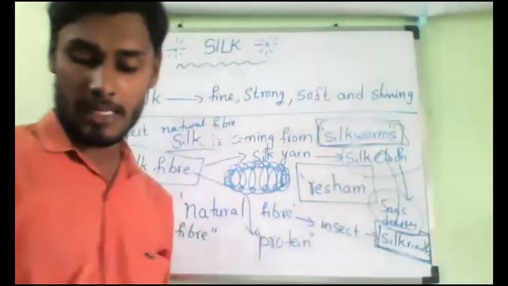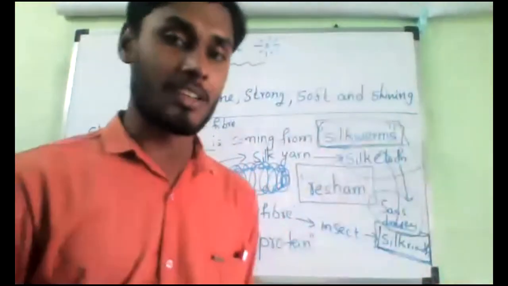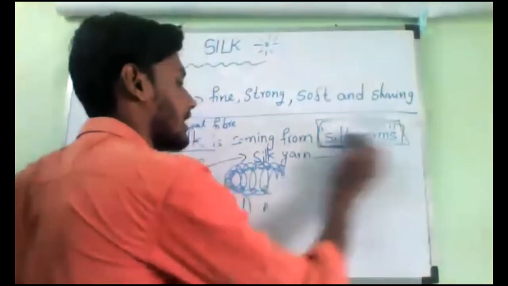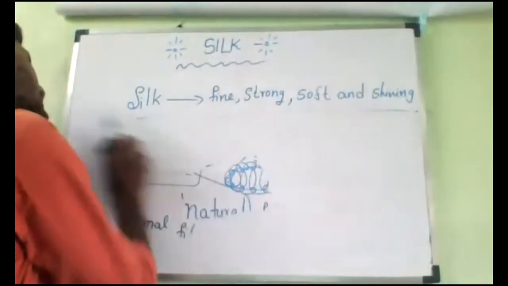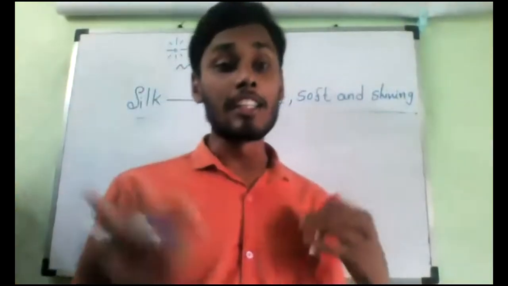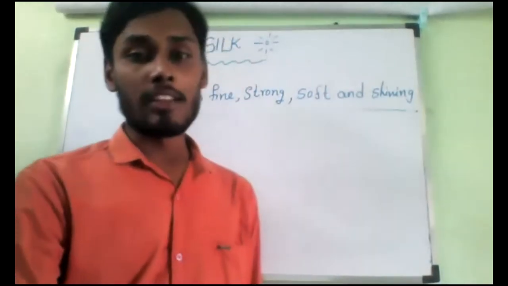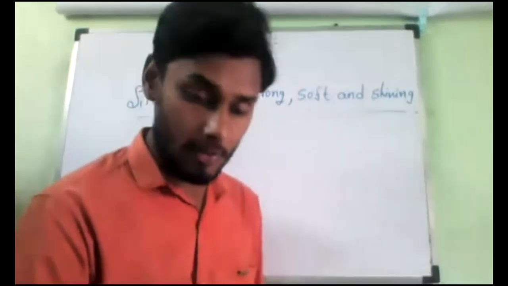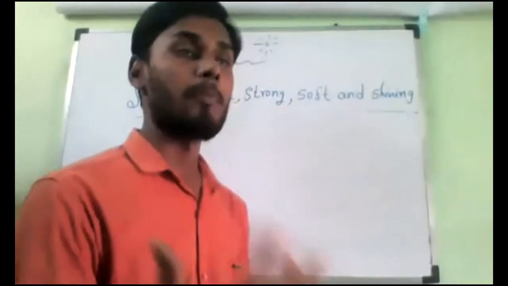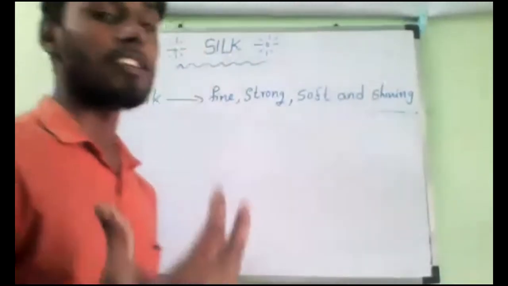So this is what silk is, where it comes from and what the properties of silk are. Now somebody will ask you the question: what is silk and what are the properties of silk? Can you say? It is the strongest natural fiber. It is very soft. It is made from the silk moth. It is made up of proteins. Understand?